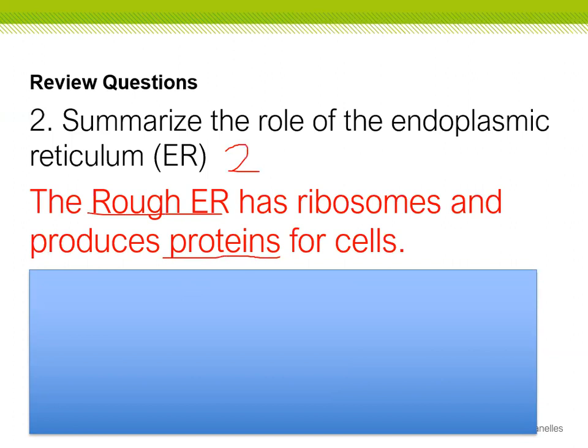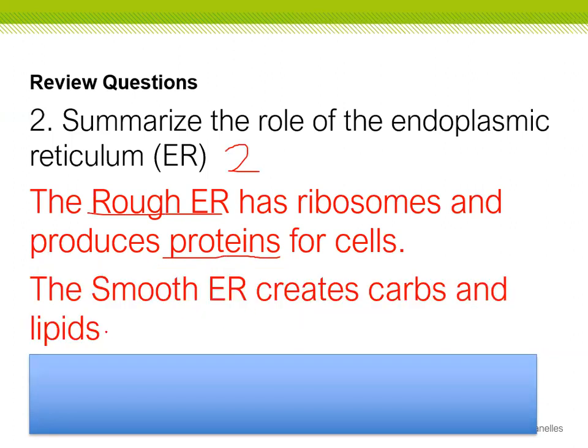So we also have a smooth one, and it handles the carbs and the fats. So you have all 3 of your macronutrients there. You have protein, carbs, and fats. The rough ER does protein, the other one does the other 2.